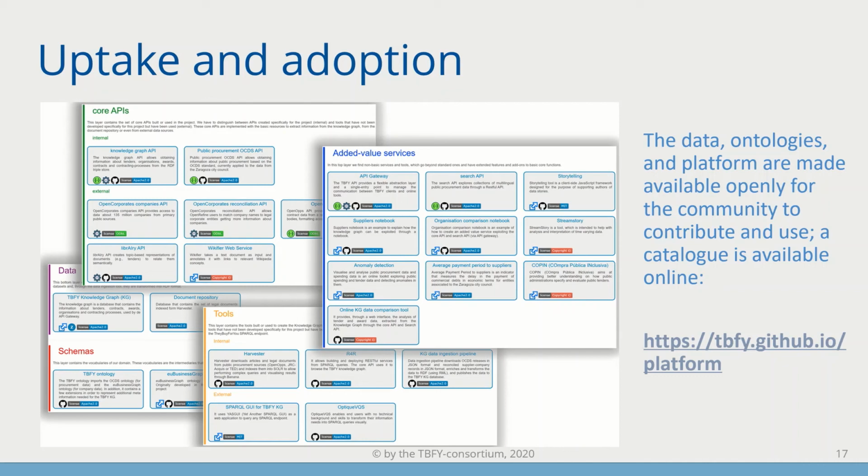Basically, through this catalog, you can get the data, the schemas, the core APIs that we have developed, and all the added value services and tools that we developed around this platform, including the source code, the running system, documentation, and so on, as well as the data sources in both the original format, which is JSON, and also in the RDF format.